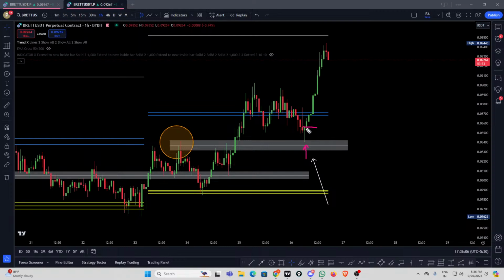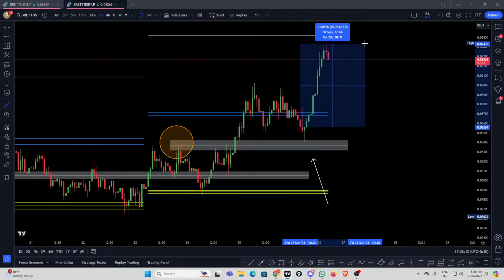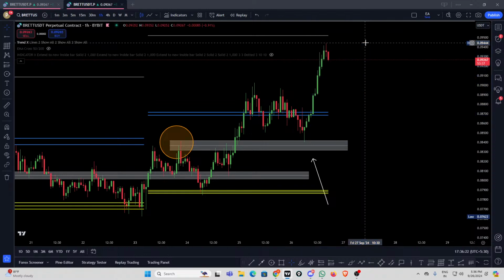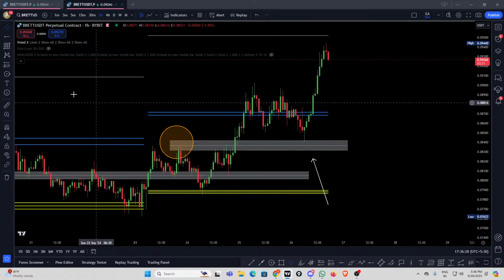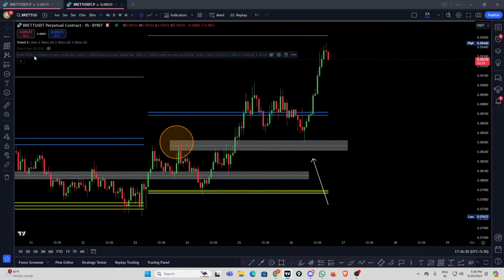After this, let me check, it went almost 10% from this area. We got 10% more. So this was a very good trade, and thank you so much for the confirmation, guys. My voice is clear, right? Thank you so much. So we got this trade.